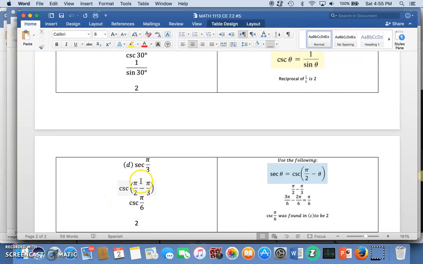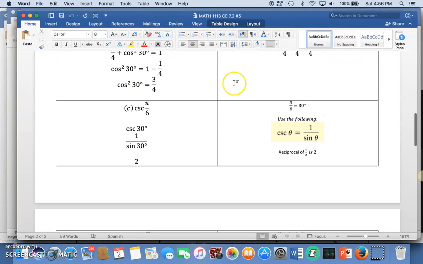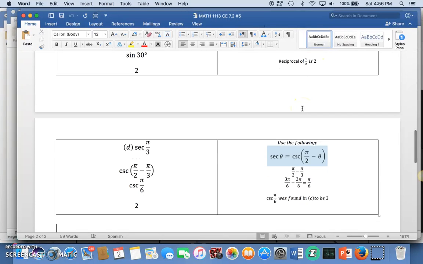So cosecant of pi over 2 minus pi over 3, you're using the cofunctions, and when you subtract that, and I've shown the detailed subtraction here, it's pi over 6. The cosecant of pi over 6 is what we just found earlier, or the cosecant of 30 is 2. So basically they're the same thing expressed in different forms.